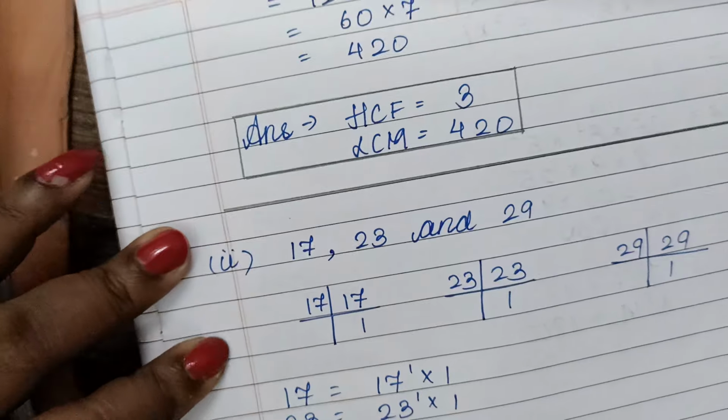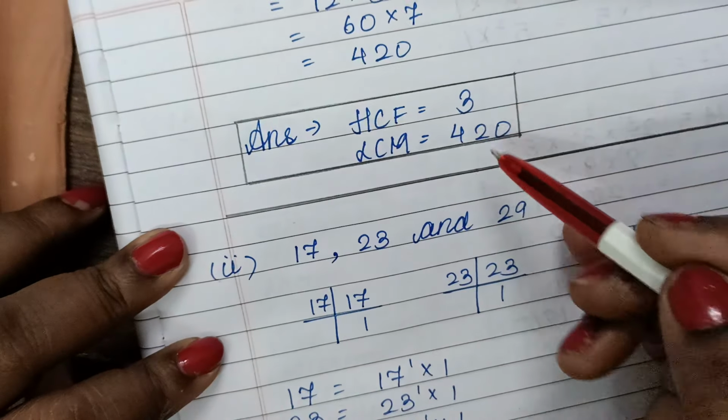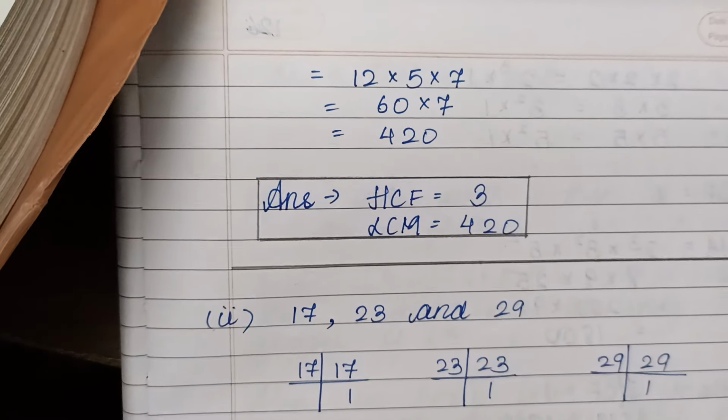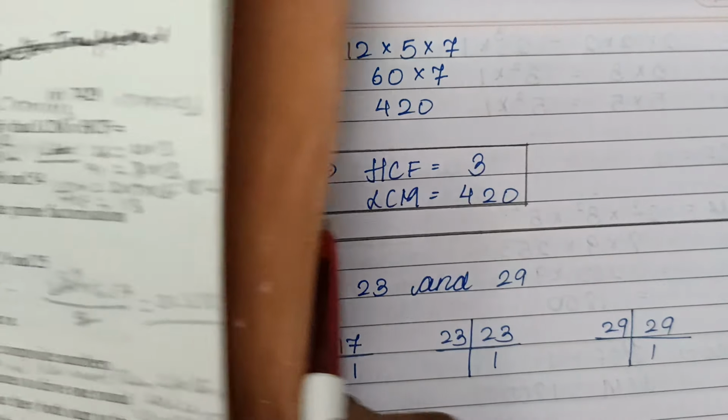Okay, so just calculate it. You will get it as 420. So you only have to find out the HCF and LCM by the prime factorization method. In the same way, you will be completing the next questions.